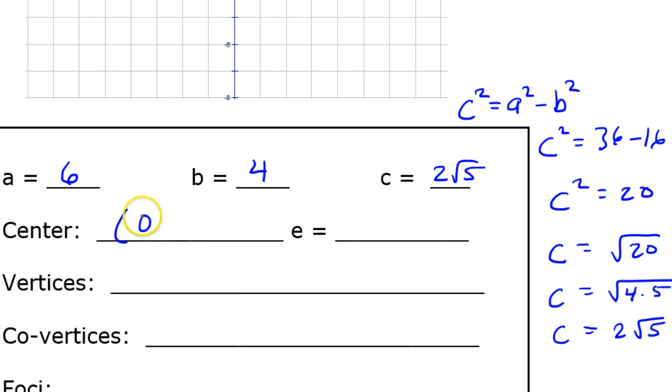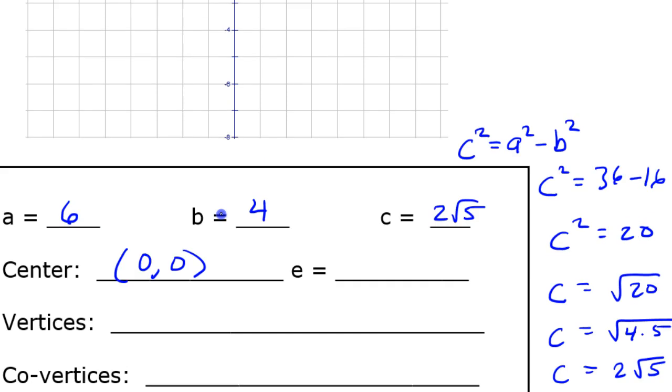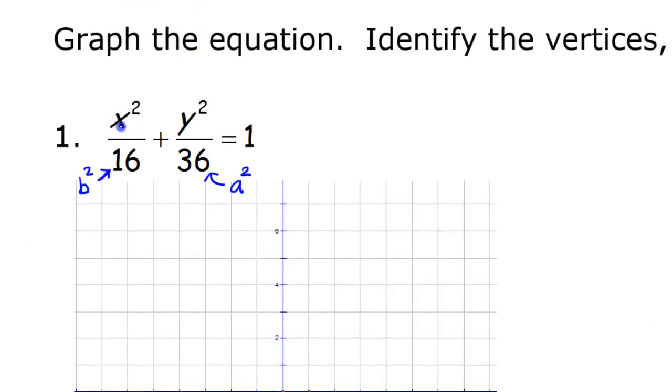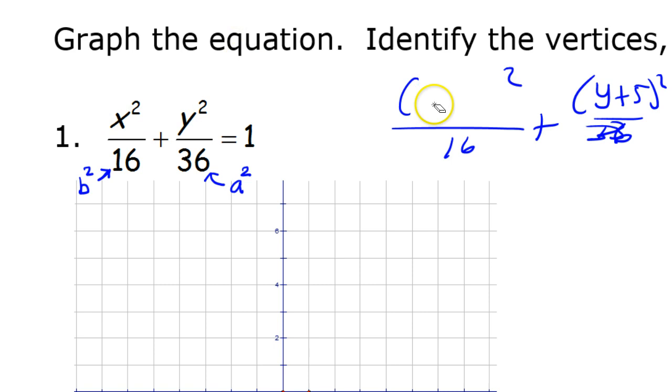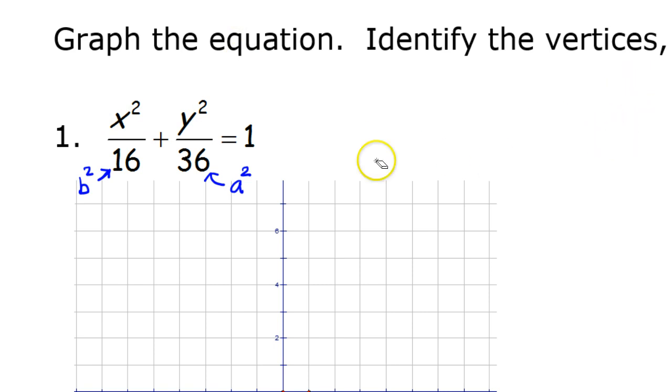Of course, the center is going to be (0, 0). We know that because the equation just involves x squared and y squared. It's not, for example, (x minus 3) squared over 16, or (y plus 5) squared over 36. If it's just x squared and y squared, that means you're talking about (0, 0) as the center.